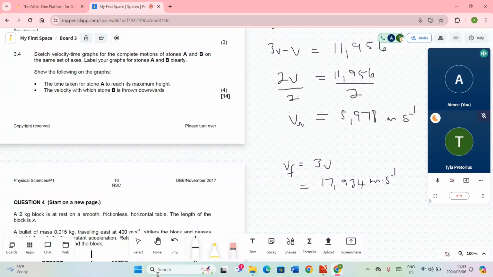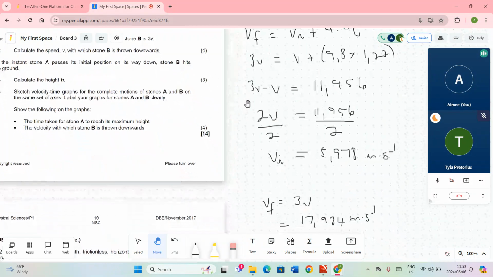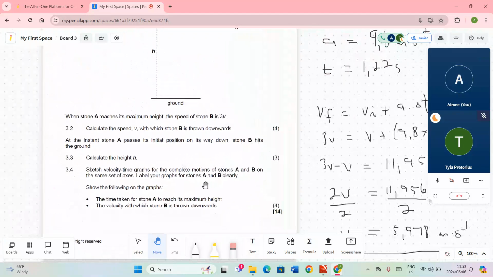Okay, so your answer to question 3.2, calculate the speed v with which stone B is thrown downwards. VI is equal to 5.978 meters per second. And that's the answer to that one. Your V for stone B is 5.978 meters per second.